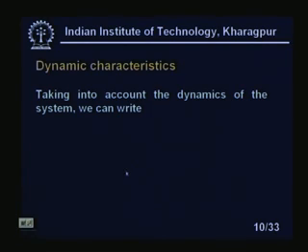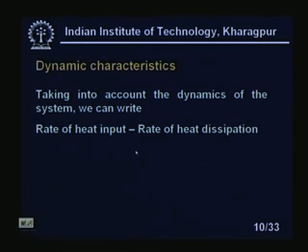So, during that time, what will our heat balance equation be? Taking into account the dynamics of the system, we can write: rate of heat input minus the rate of heat dissipation equals the rate of rise of heat energy, or rate of rise of temperature. The rate of heat input is what we give thermally, and the rate of heat dissipation is the convective heat loss from the wire to the surrounding fluid medium. This equals the rate of rise of heat energy in the wire itself.